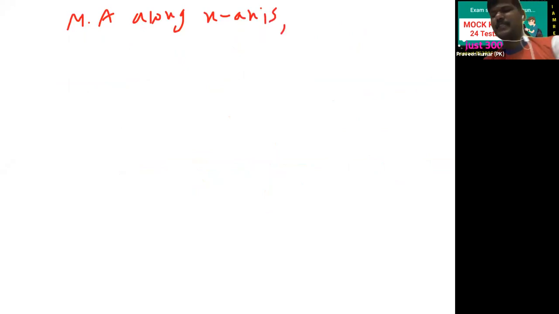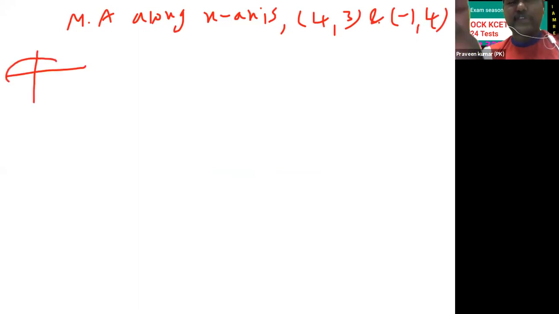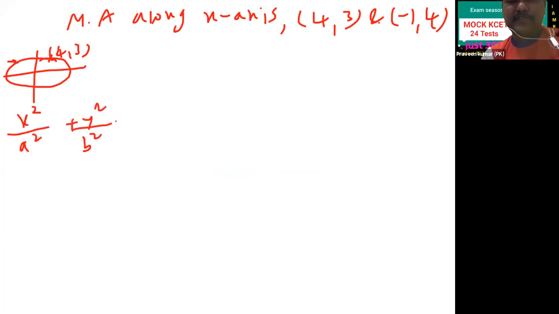Major axis along x-axis, and passing through the points 4 comma 3 and minus 1 comma 4. Generally passing through point 4 comma 3 means here 4 comma 3, minus 1 comma 4 means here, like that. But major axis along x-axis means it is on x-axis. So how to solve this type of question: you can consider x square by A square plus Y square by B square equal to 1.